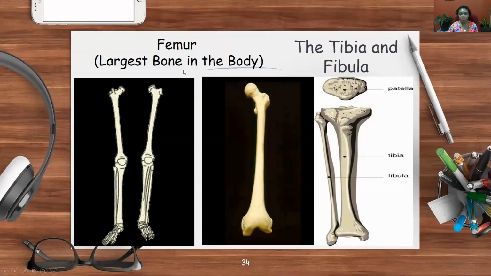Femur is the largest bone in the body. And then you have the tibia and the fibula and the patella right here. So this is the femur. Notice it's ball shaped right here to fit into the pelvic girdle, which is a ball and socket joint.